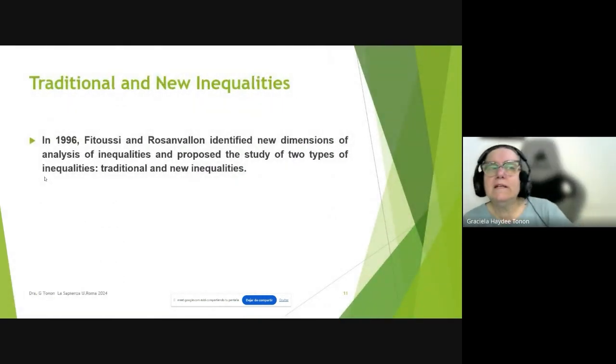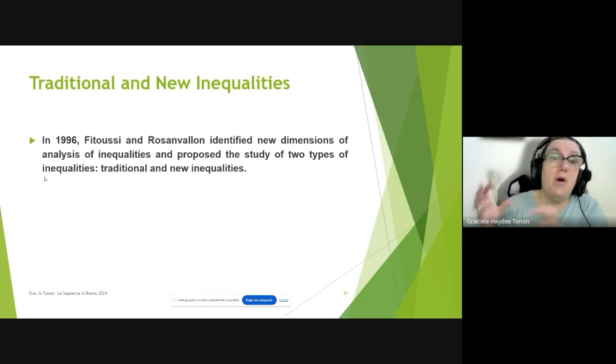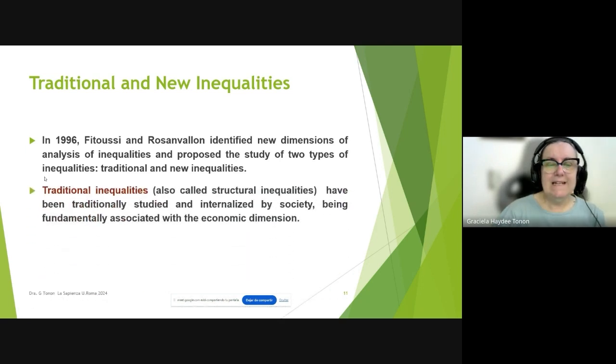Okay, first we will stop and study traditional and new inequalities. In 1996, two French researchers, Fitoussi and Rosanvallon, identified new dimensions of analysis of inequalities and proposed a study of two types of inequalities, traditional inequalities and what they called new inequalities. The traditional inequalities, which also have been called structural inequalities, have been traditionally studied and internalized by society, being fundamentally associated with the economic dimension. For example, to have more money or to have less money, yes? That's the traditional.